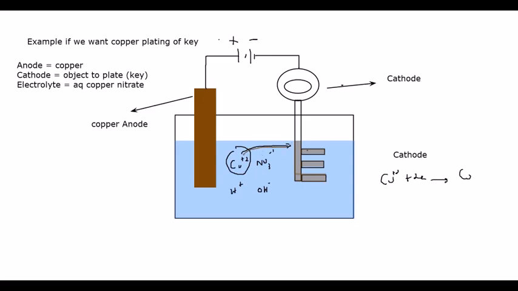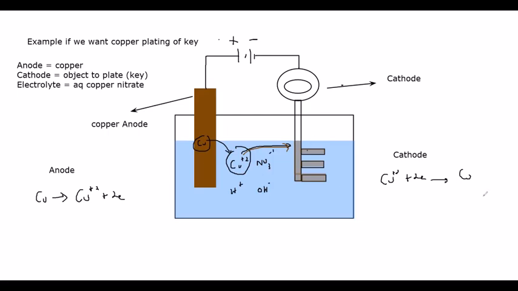So copper ions are attracted towards the cathode. As a copper ion is attracted towards the cathode, it forms a copper atom, and these copper atoms stick to the key. So the key will have a layer of copper on its surface. As the copper ions discharge at the cathode, the copper atoms from the anode will go inside the solution as copper ions. So the equation for the anode: copper atom will go inside the solution as a copper ion by loss of two electrons.